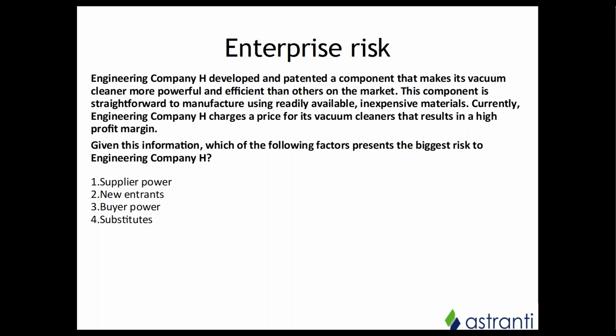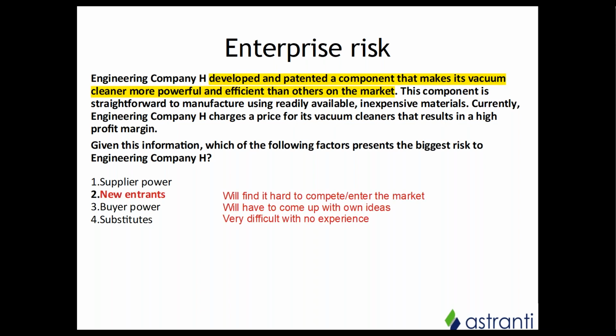Given this information, which of the following factors presents the biggest risk to engineering company H? Threat posed by suppliers, threat posed by new entrants, threat posed by buyers, or by substitutes. And we're going to use and analyze that information that we have been given in order to answer the question. So in the interests of showing how we'd approach a question, we probably could jump straight to the correct answer, but what we're going to do is break down the responses and rule out the incorrect responses.